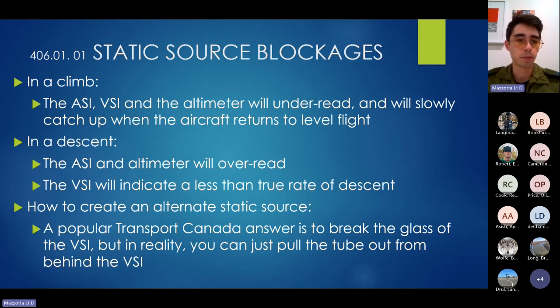So again, we'll talk a little bit more about what each instrument does, but just a brief overview. The vertical speed indicator tells you whether or not you're going up or down, and is a little bit more accurate than the altimeter, but we'll get to that in a minute here.